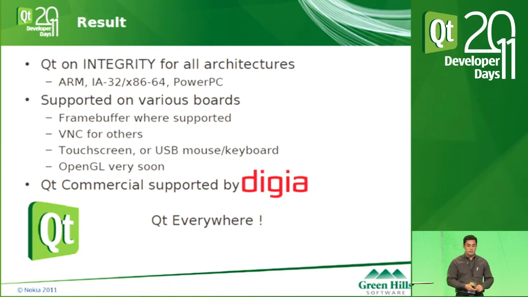Actually, we have a customer looking for that on a network device where they want to have a remote screen. So they want VNC. You're free to use the open source one, again, depending on legal constraints, or you can use the Qt commercial distribution that is supported by DGA. And, again, that's one of the proofs that Qt can run everywhere. So that's really Qt everywhere.